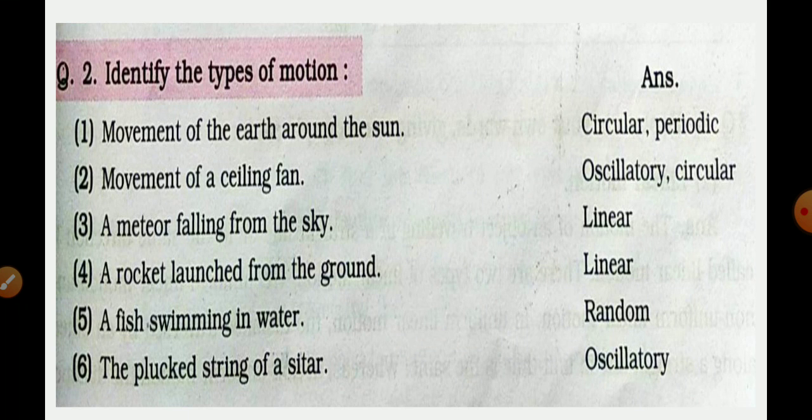The earth takes 365 days to complete one round, right? Movement of the earth around the sun. The earth completes one round around the sun in 365 days. That is periodic motion. Understood? Circular in the particular path, in the specific path it rotates. So it is called circular and periodic motion.